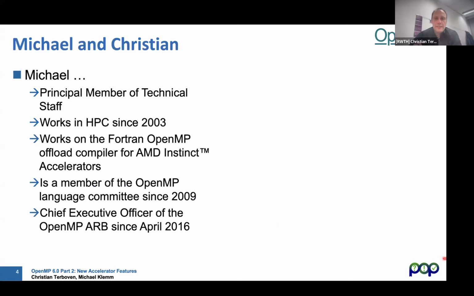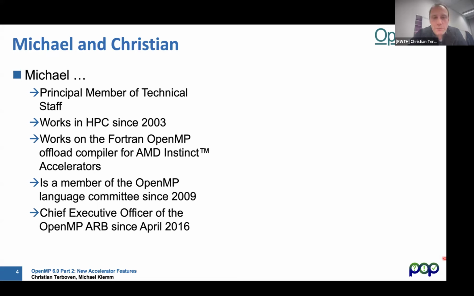So who is Michael? He comes from both OpenMP and AMD. At AMD, he's a principal member of the technical staff. He's been working in HPC for quite a while. I think I know him since 2006, maybe 2005. I hope I said the same in the previous webinar. We can check later. And at AMD, he's working on the Fortran compiler.